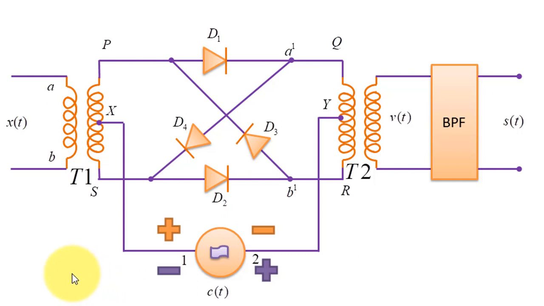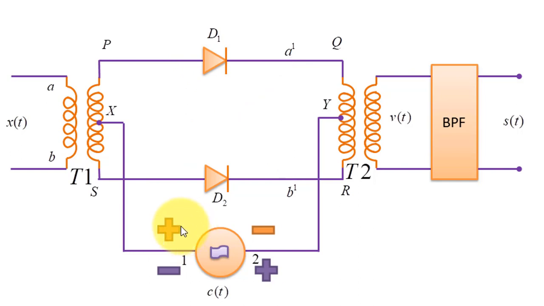Now let us understand the working of this ring modulator. We are going to apply our message signal x(t) to the primary winding of transformer T1, and we are assuming that the polarity of c(t) is such that at terminal 1 it is positive and at terminal 2 it is negative, or you could say that we are assuming its operation at the positive cycle of your carrier signal. That is how it will function.